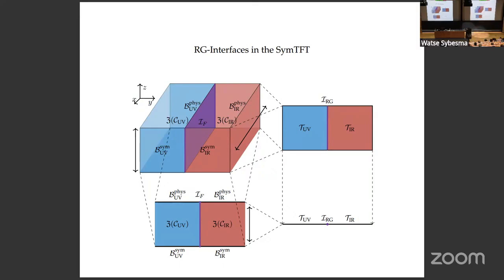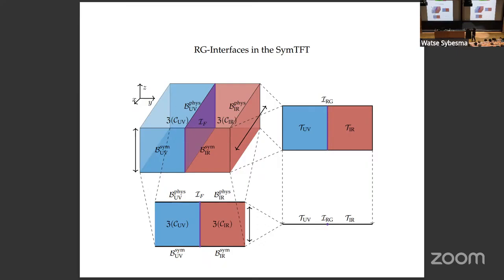So this is our RG interface. This is our space-time. Now I pop out the SymTFT: there's a symmetry boundary in the front, the physical boundary in the back, and this is filled. The purple bit is what became of the RG interface. I can project it down, and then I get this picture of the SymTFT for the UV and for the IR. When I collapse the interface, there's now a symmetry UV and a symmetry IR. And I want to understand what kinds of symmetry boundaries I can put here that then give rise to a tensor functor.